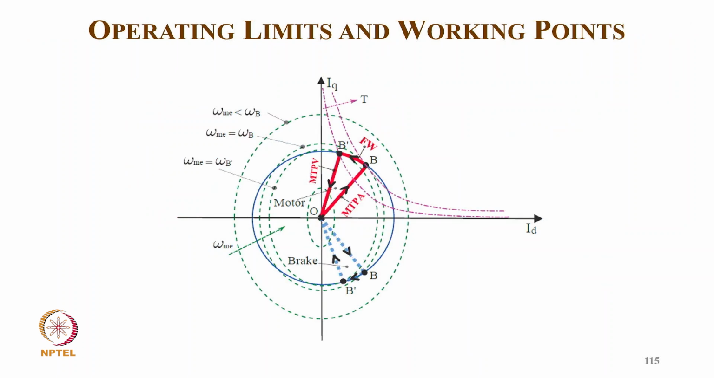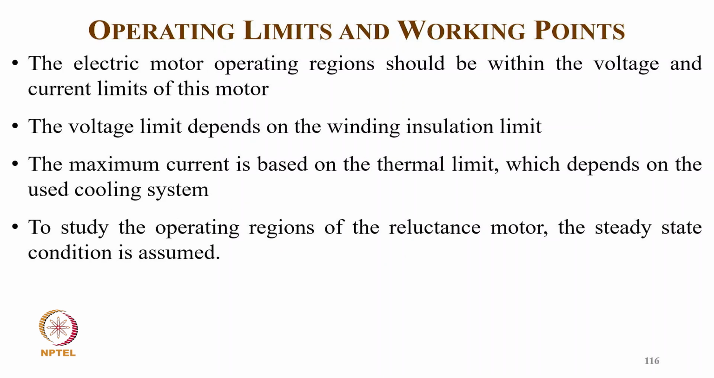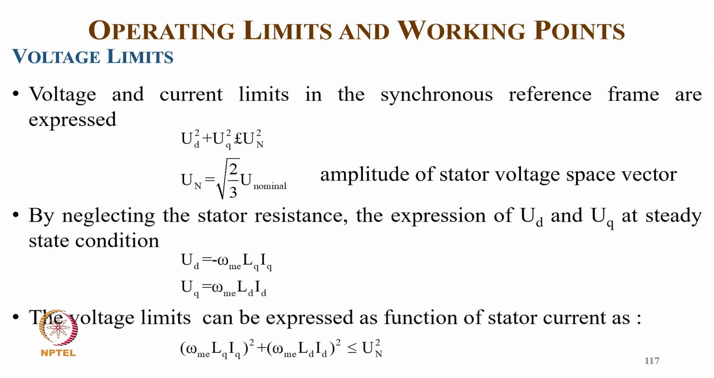And these are the operating limits of working points. You typically have maximum torque per volt ampere and then maximum torque per maximum ampere. All these characteristics are shown here for different speeds, because you control the speed and see how the torque varies. Now coming to operating limits and working points, the electromagnetic torque operating region should be within the voltage and current limits of the motor. The voltage limit depends on the winding insulation limit. The maximum current is based on the thermal limit, which depends on the cooling system. To study the operating regions of the reluctance motor, the steady state condition is assumed.